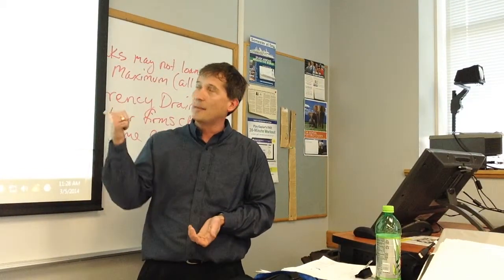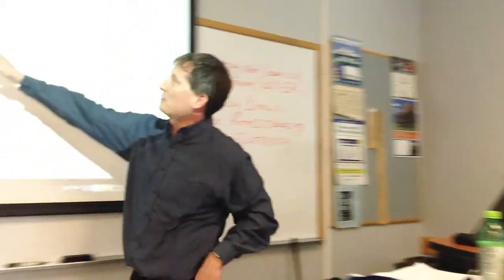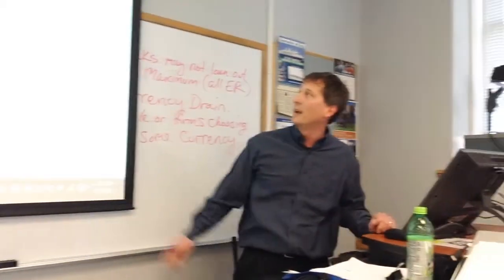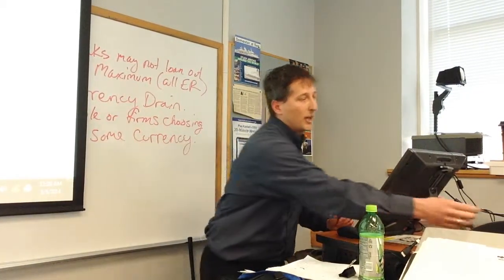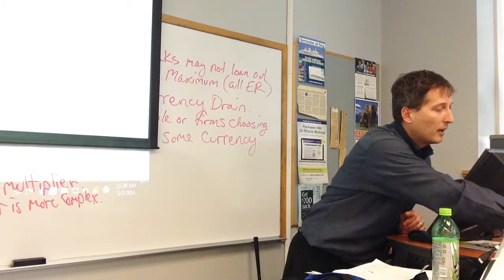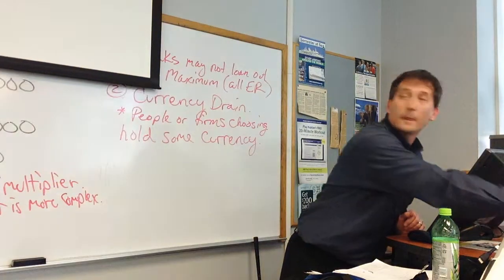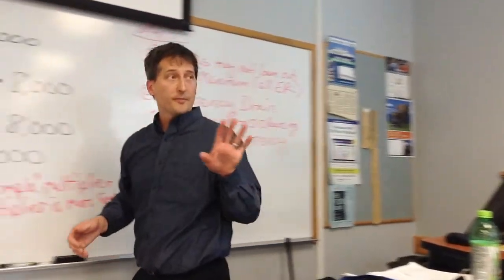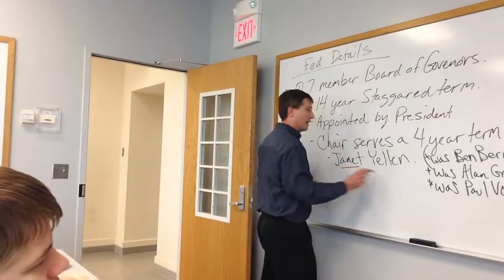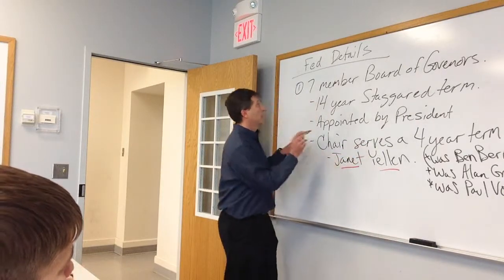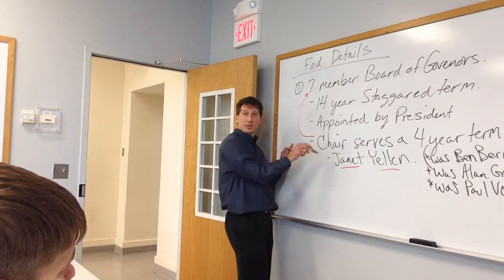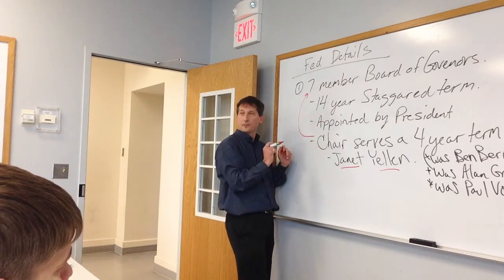Okay, questions or comments there? So he was on this board from 1986 to 1994. So he had a pretty long run. And at the time, the chair was Paul Volcker. They're all called governors, but the person who's in the power seat is the chair. One of the 7 members is the chair, and then there's 6 other people that serve.